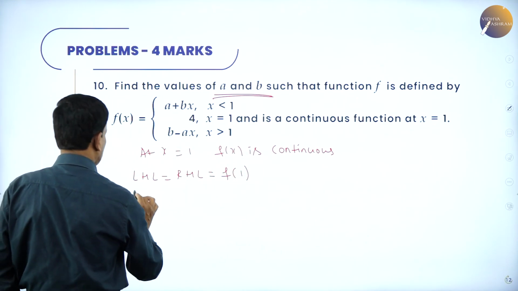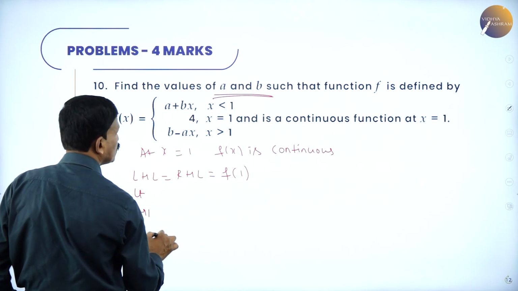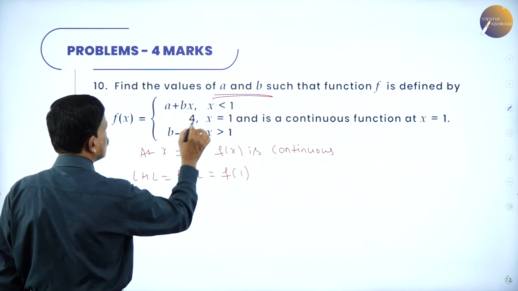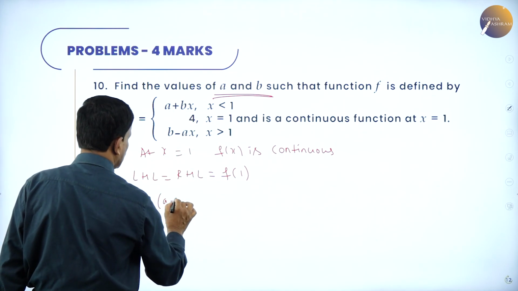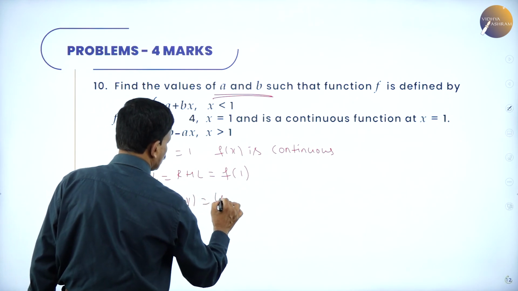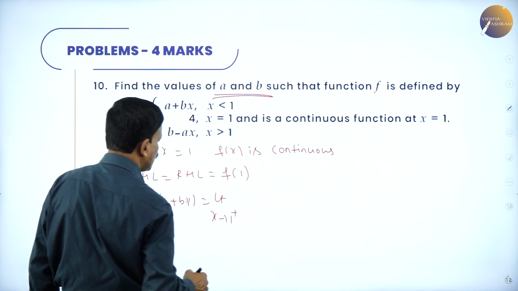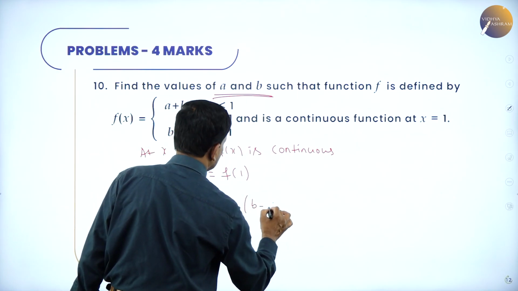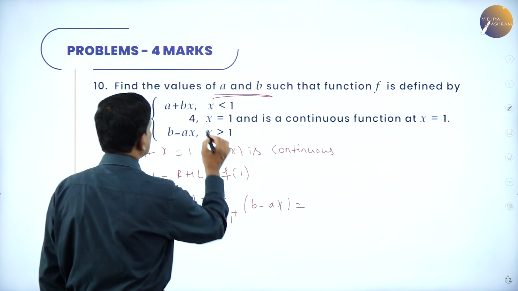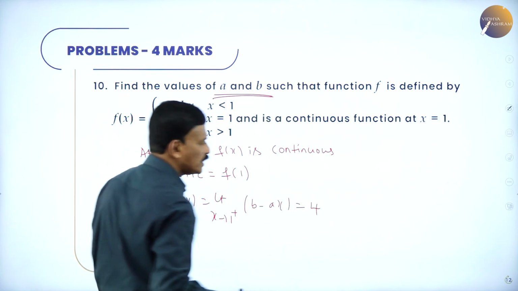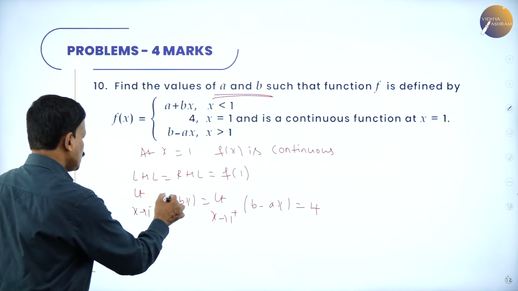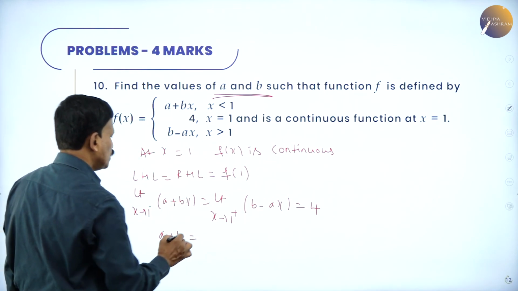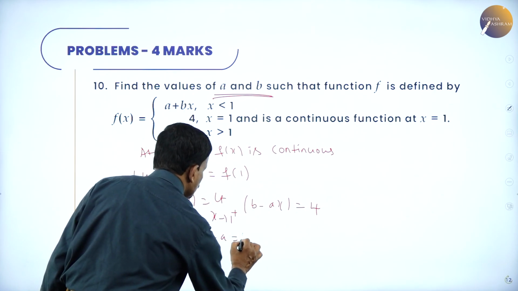Okay, what is the left hand limit? Limit x tends to 1 minus, since it is continuous at 1, f of x for x less than 1 means a plus bx, is equal to limit x tends to 1 plus f of x, when x is greater than 1, is b minus ax, is equal to the functional value f of x at x is equal to 1, which is 4. Apply the limit for this. A plus b is equal to b minus a is equal to 4.